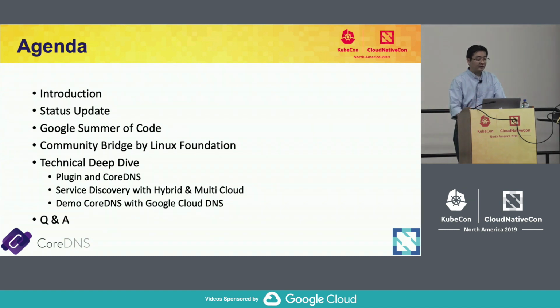The next section is about the technical deep dive. During the technical deep dive, I'm going to discuss the plugin system with CoreDNS, and how to do service discovery with hybrid and multi-cloud. And finally, I'm going to give a brief demo with some simple setup to see how to wire up your CoreDNS with AWS and Google Cloud.